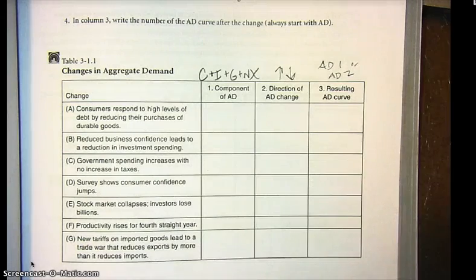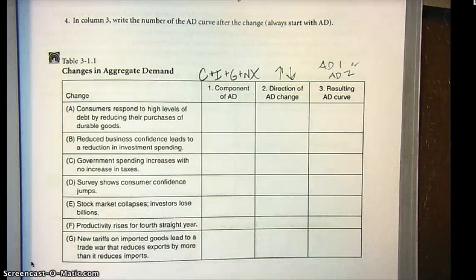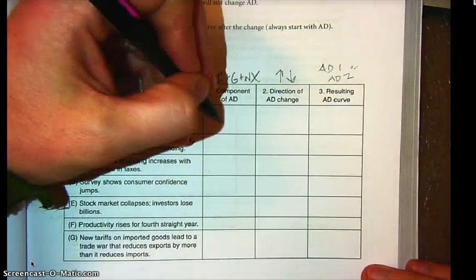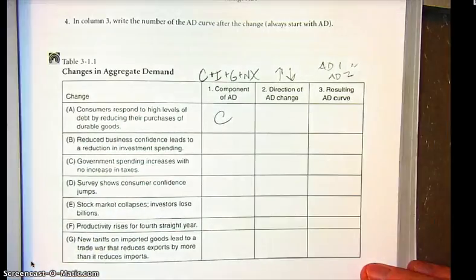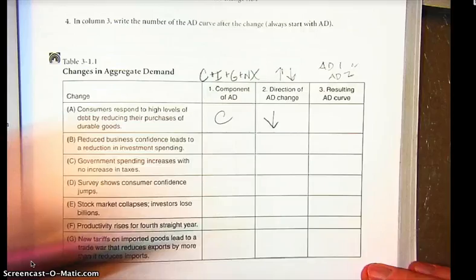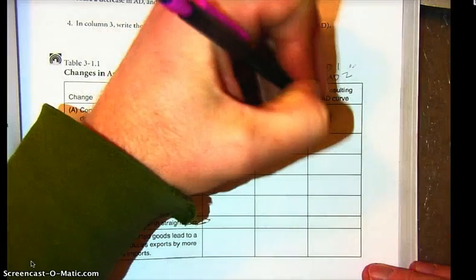So very quickly, consumers respond to high levels of debt by reducing their purchases of durable goods. So you might see that after the recession, when people's homes were underwater, they had a lot of debt. So this is going to be a consumption part of aggregate demand. It's going to be a decrease in aggregate demand, and it's going to move to AD2.